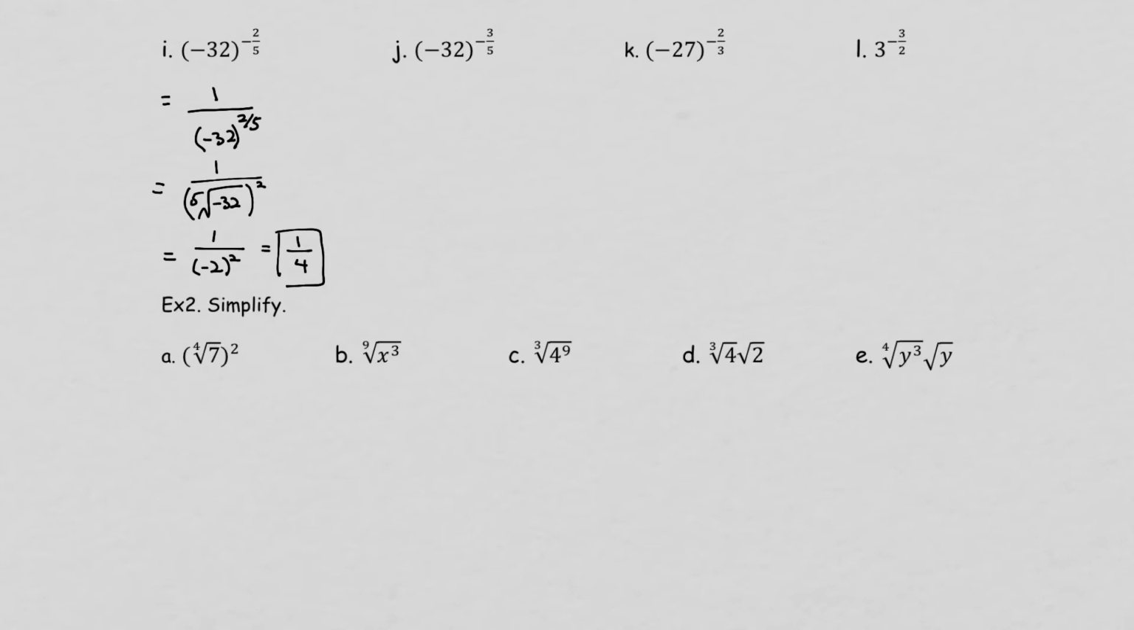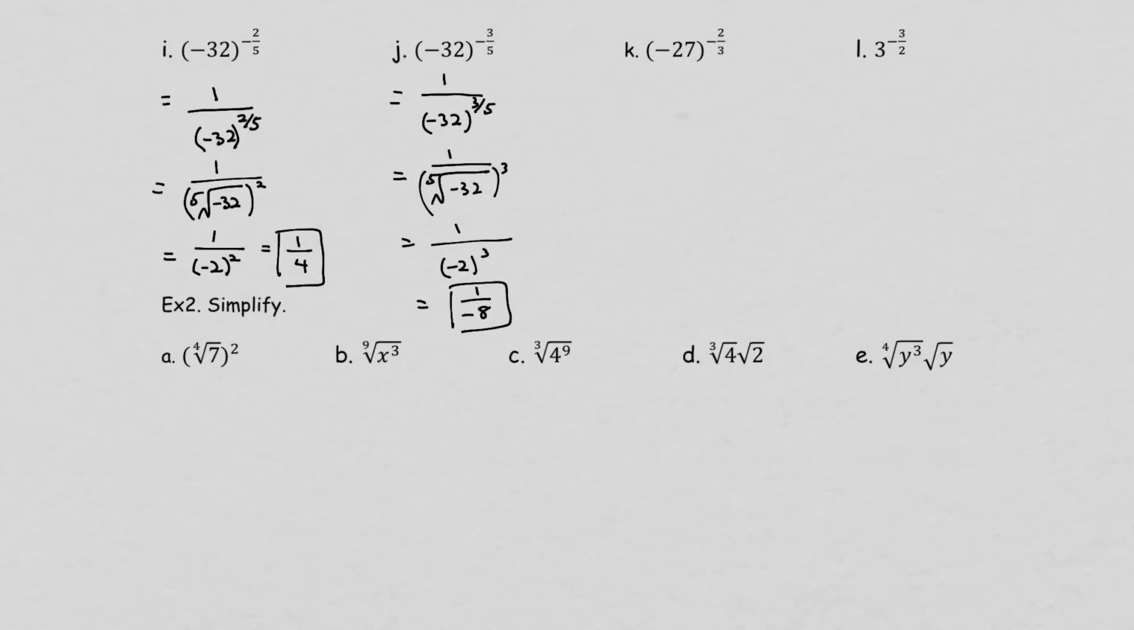So just apply all those rules that we went over from different sections of exponents and use them all, right? So I usually like to get rid of the negative sign first. Then it will be 1 over negative 32 to the 3/5. Use the fifth root. And then cube, right? So it will be negative 2 cubed, which is going to be 1 over negative 8, right? So that's how you're going to work on all these problems.